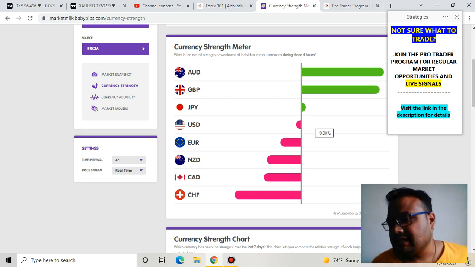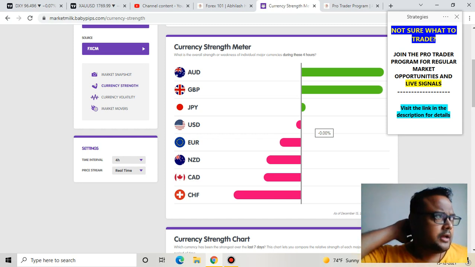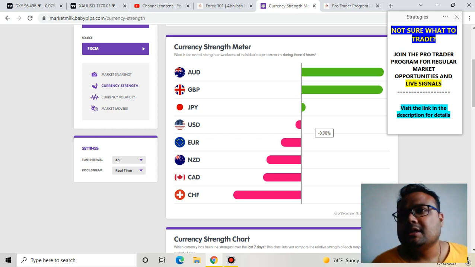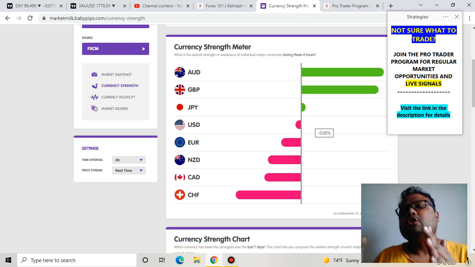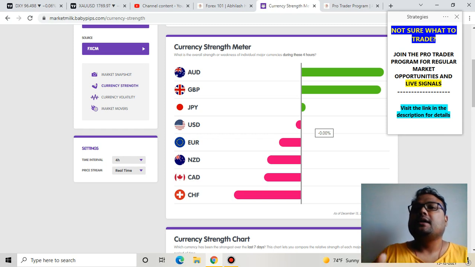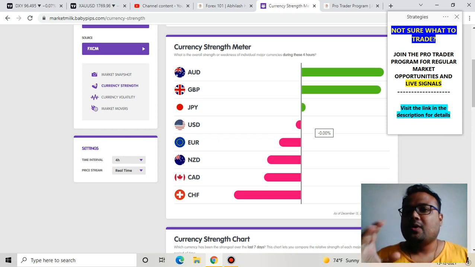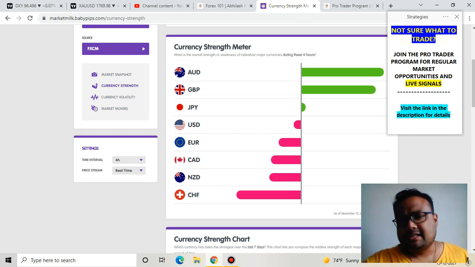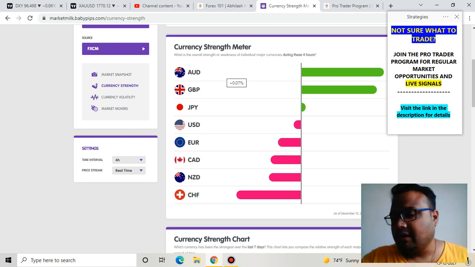So this is a currency strength meter. This is also a very good thing you must be following, because many times it helps us stay away from bad trades. If the US dollar is extremely strong and you are taking a trade against it, obviously you are in a bad position. So you can also consult this currency strength meter. There are many currency strength meters available online. You can consult whichever you want.